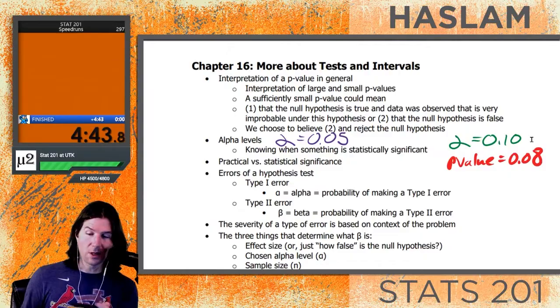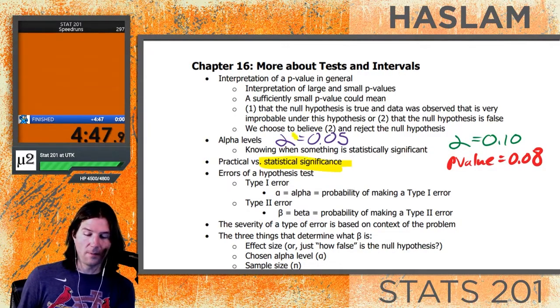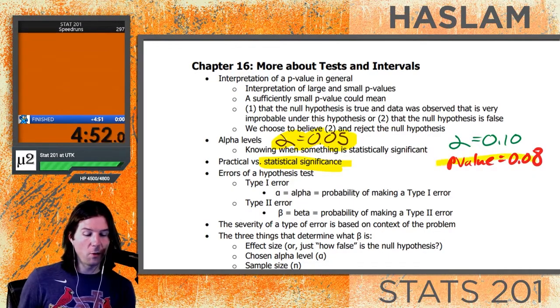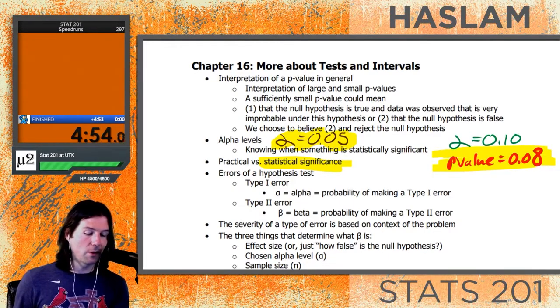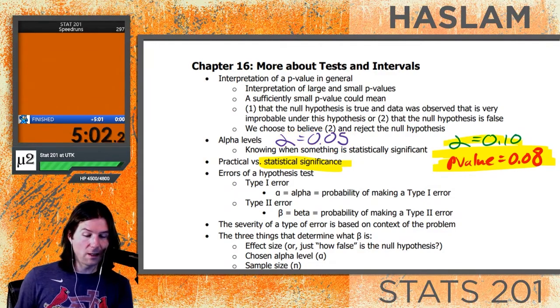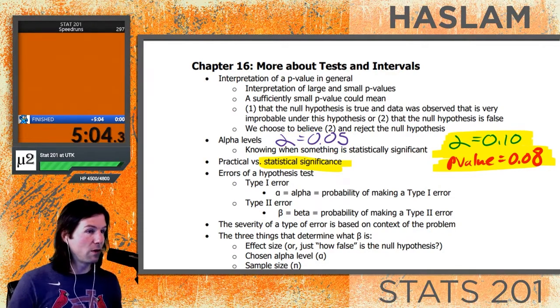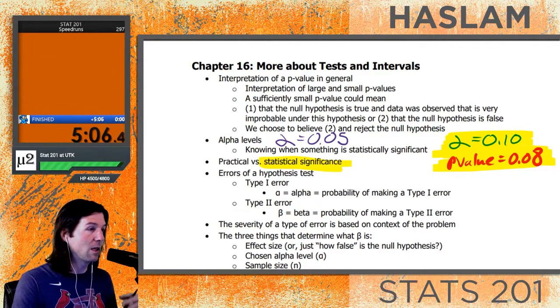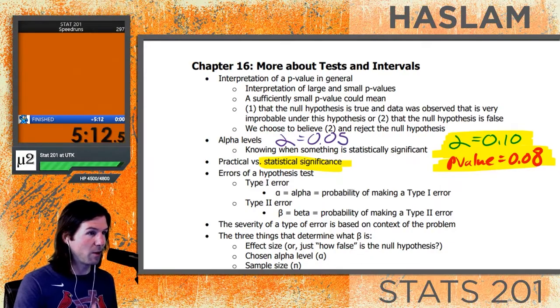Practical versus statistical significance: statistical is basically the alpha level. All we're doing when we say something is statistically significant is we're saying low p-value. That's the easy one right there. This is not statistically significant at the 0.05 level, but this is statistically significant at the 0.10 level, because it's below alpha. Statistical significance just means we reject the null, the p-value is below alpha.